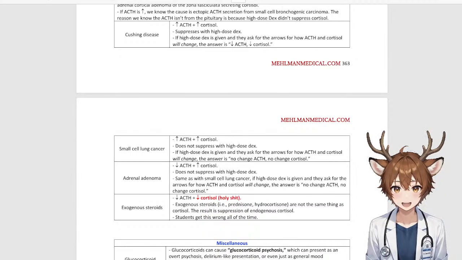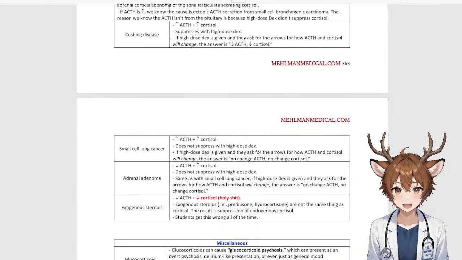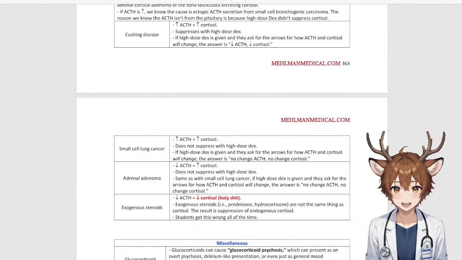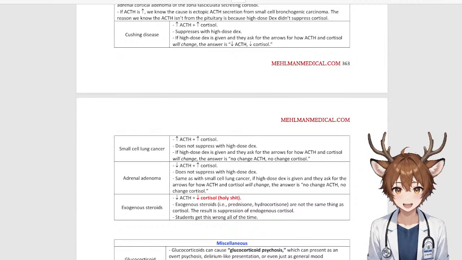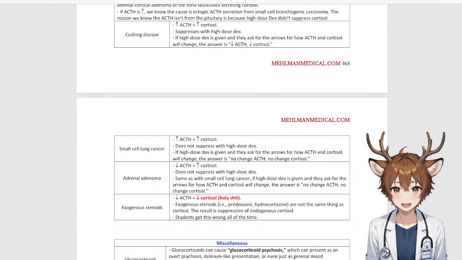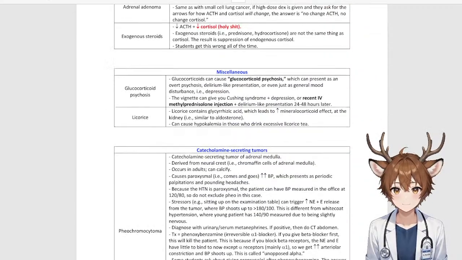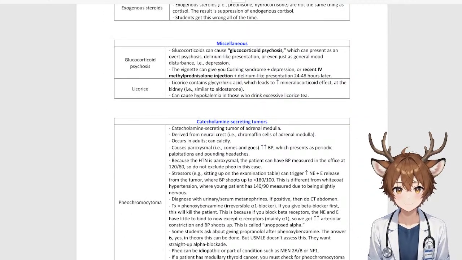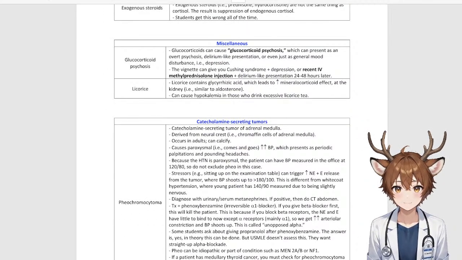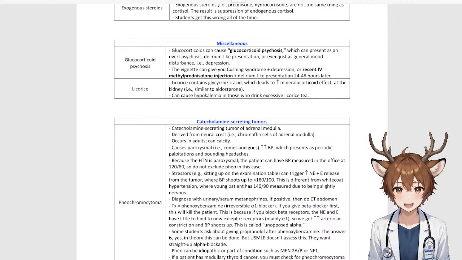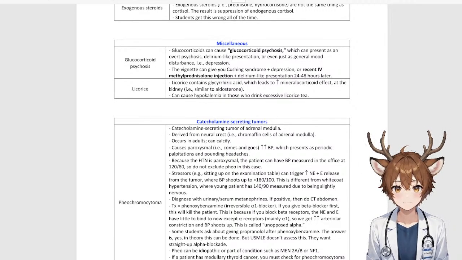Exogenous steroids, a decrease in ACTH plus a decrease in cortisol. Exogenous steroids, for example prednisone, hydrocortisone, are not the same thing as cortisol. The result is suppression of endogenous cortisol. Students get this wrong all the time. So the result is suppression in the case of exogenous steroids.